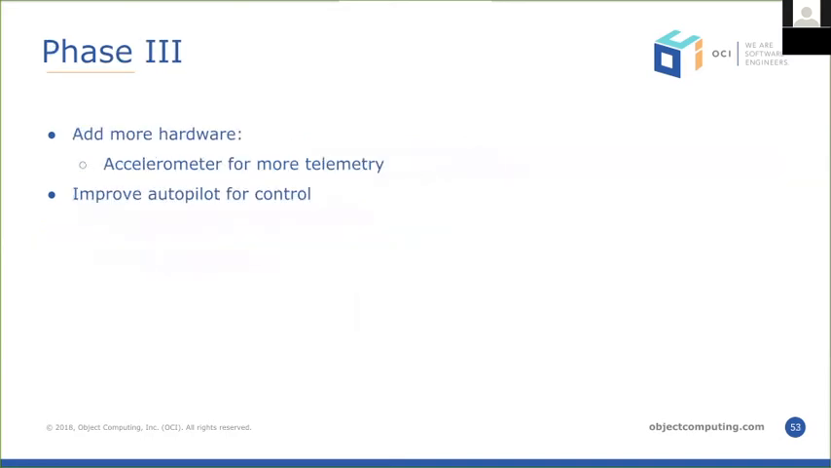And then phase 3, we're going to add more hardware. So we're talking about adding an accelerometer, give us a little bit better telemetry for the model, improve autopilot control. We're also talking about adding LiDAR. So the Robo4J guys love the LiDAR stuff. We could use that as a local mechanism to detect if something's in the way, like a cat.